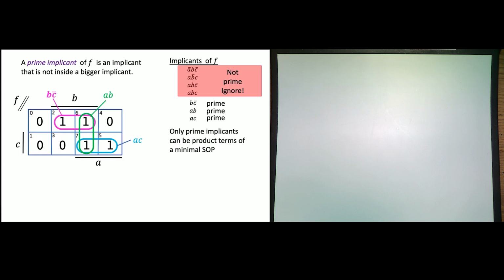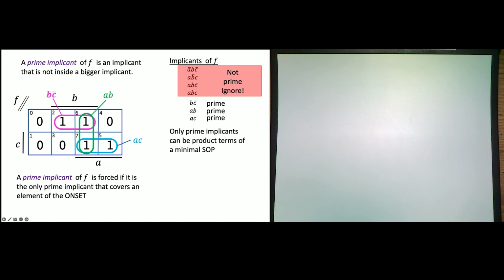Okay, so we only need to look at the prime implicants. Now, we have to pick enough prime implicants, enough product terms, to make sure that our function is 1 everywhere it needs to be 1. Right? We need to get a sum of products that covers all the ones. So how do we do that?